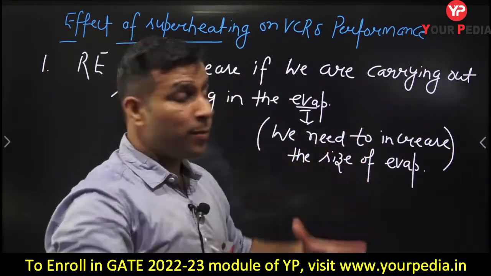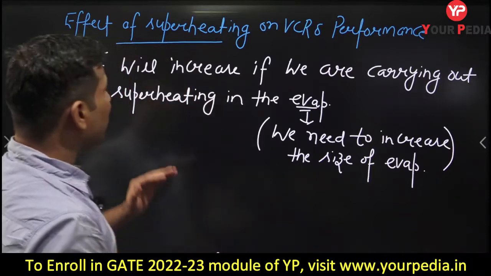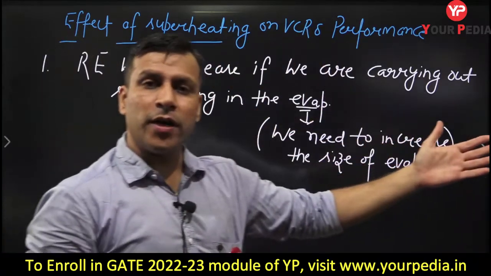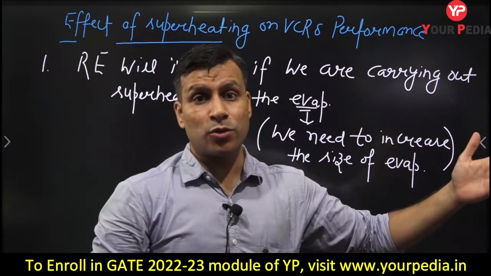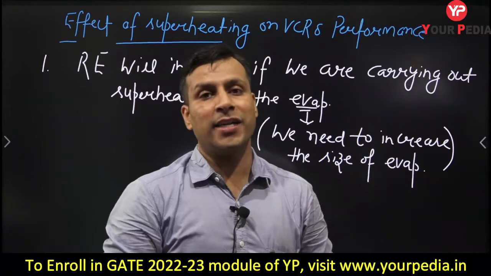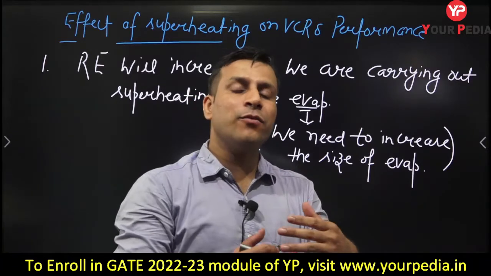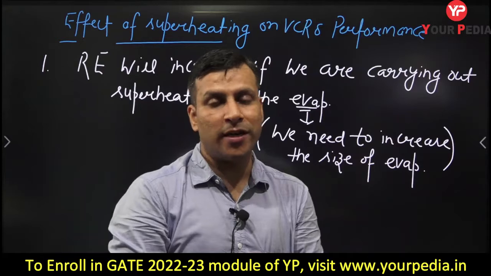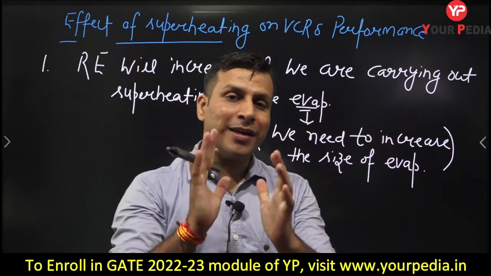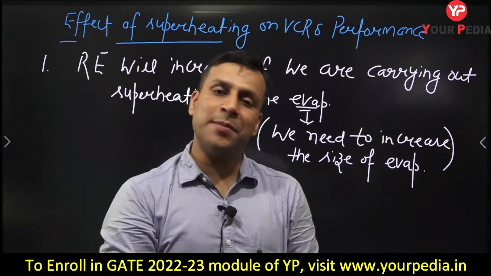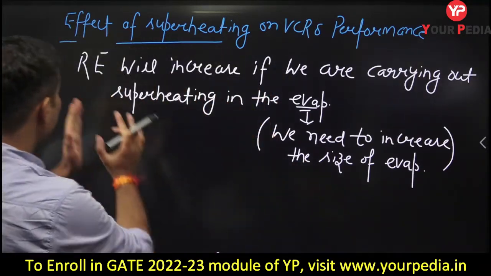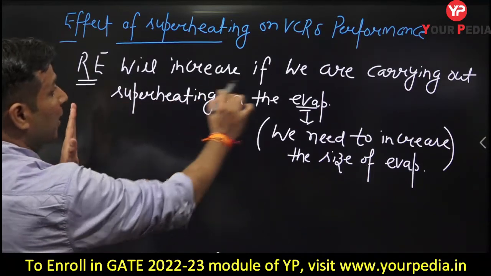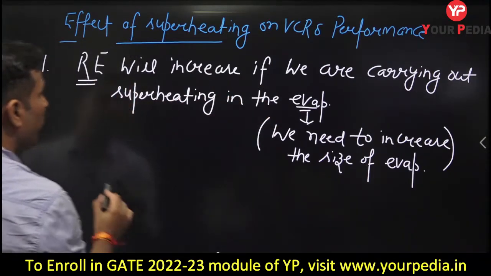Okay, so the system will become bulky. Generally, we carry out superheating with using some kind of heat exchanger also. We attach some kind of heat exchanger at the end of the evaporator, and that will ensure the supply of the superheated refrigerant into the compressor, so that dry compression can be ensured. Okay, so refrigeration effect will increase only if the superheating is carried out inside the evaporator.